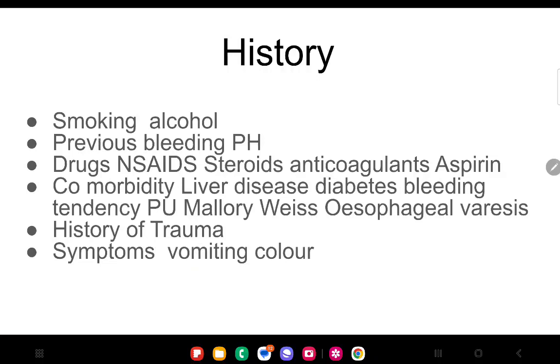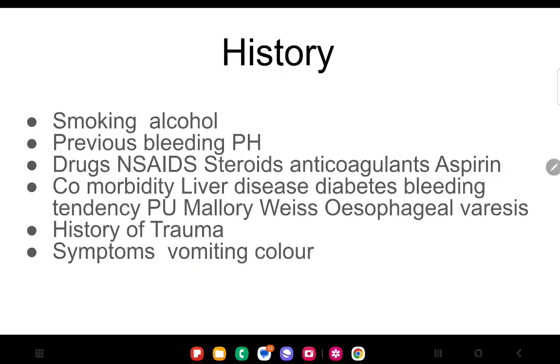History of drugs is important. Non-steroidal anti-inflammatory drugs are used in older people who have joint pain, back pain, and so on. Steroids are also used for a long time in chronic diseases. Anticoagulants are used in some patients with heart failure and people with clotting problems, and aspirin is also used as a blood thinner.